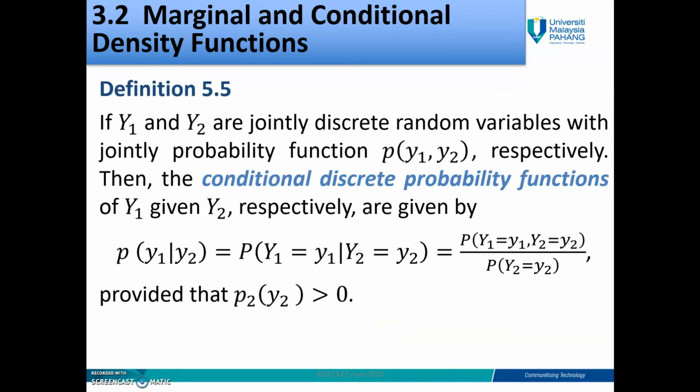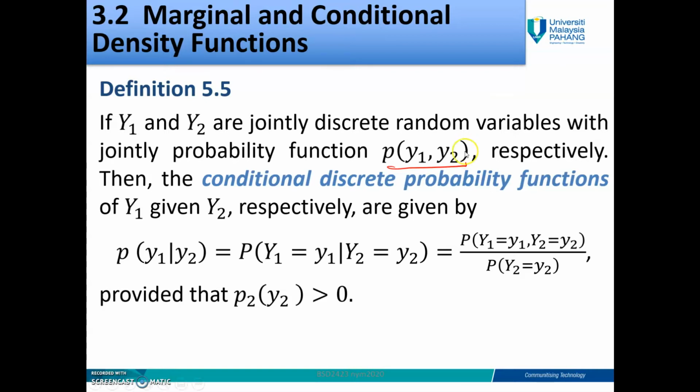Now we continue with conditional density function. By definition 5.5, if y1 and y2 are jointly discrete random variables with a joint probability function of this form, then the conditional discrete probability functions of y1 and y2 given each other are given by this one.